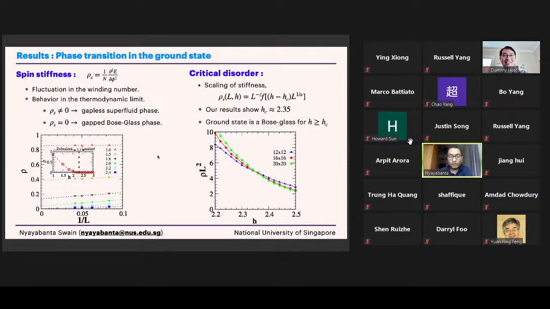To start with, let's look at the behavior of ground states. We look at the spin stiffness, which tells us whether our ground state is localized or delocalized. For a disordered Heisenberg model, it is known that the ground state has two phases. One is the superfluid phase and the other is the Bose-glass phase, which is a localized one, and the stiffness is zero in this case. We do a finite size scaling to find out exactly where the transition lies, and more details are in the preprint.